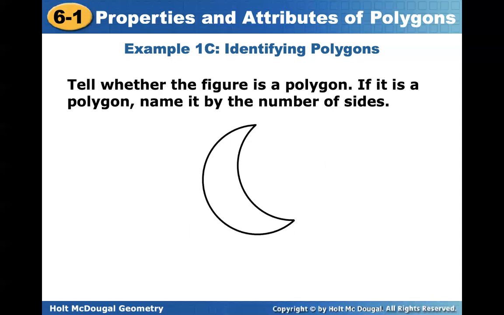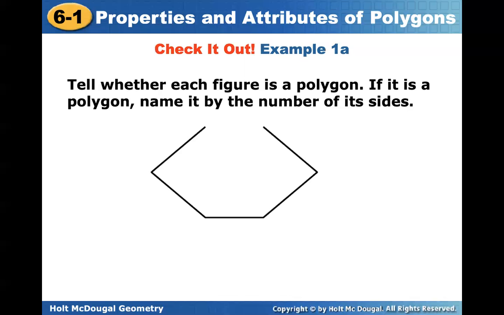This is not a polygon. It has rounded sides. And I guess in reality, it only has 2 sides, if you got real technical, and it needs to have 3 or more to be a polygon. So it's not a polygon. Can't name it. I want you guys to do the Check It Out 1A, 1B, and 1C on the bottom of page 394. Determine whether those are or are not polygons, and if they are, name them.